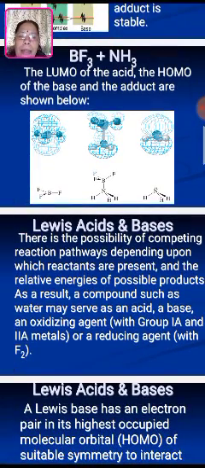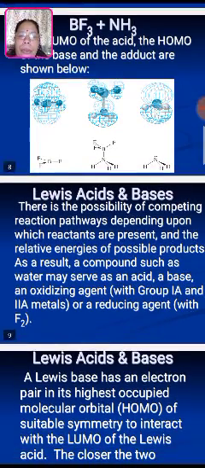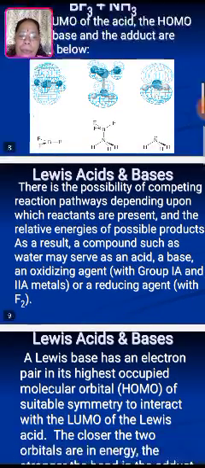With Lewis acids and bases, there is a possibility of competing reaction pathways depending upon which reactants are present and the relative strengths of possible products. As a result, a compound such as water may serve as an acid, a base, an oxidizing agent with group 1A and 2A metals, or a reducing agent with F2.